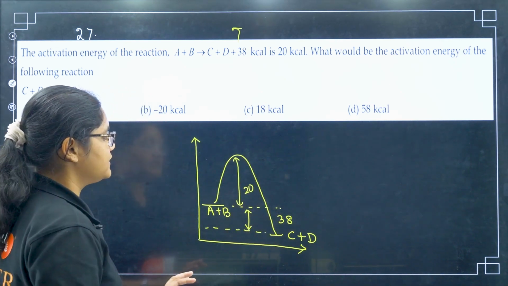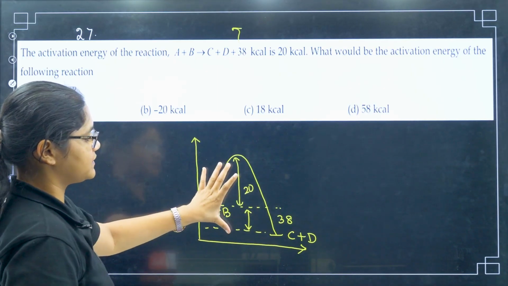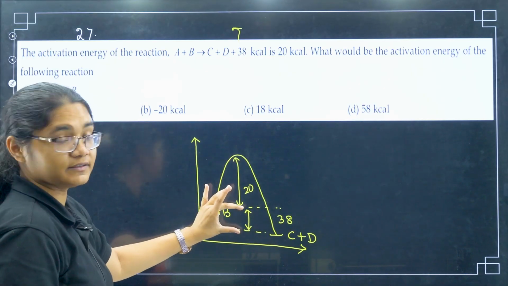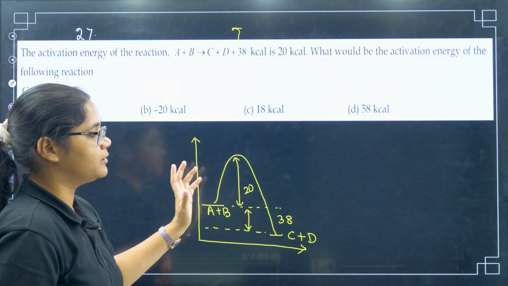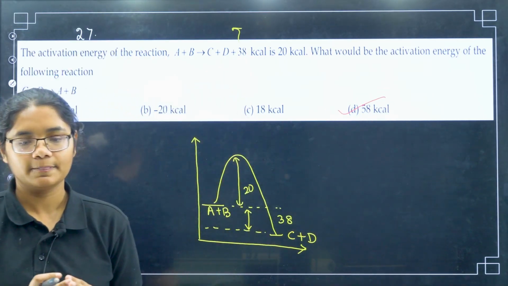Now the question asks, for the reaction C plus D gives A plus B, what is the activation energy? That is the total value of this one. So 38 plus 20 will be your 58. So the correct answer will be option number D here.